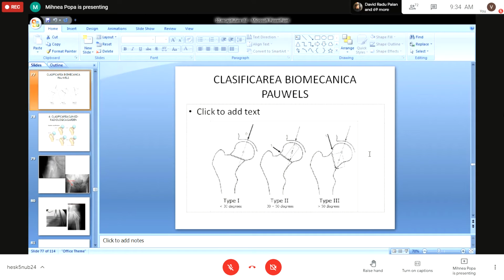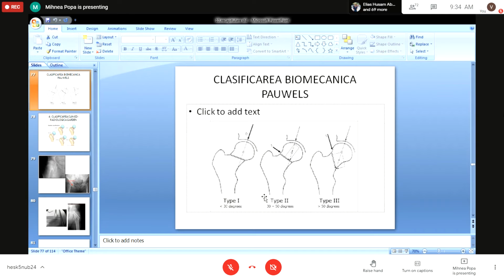The next classification is the Pauwels classification, that helps us understand the pattern of the fracture and how it can displace. First of all, we have type 1, that is under 30 degrees. As you can see, the forces come from superior to inferior, and if this fracture is at less than 30 degrees, there will be forces of compression. The forces of compression will help the bone heal.